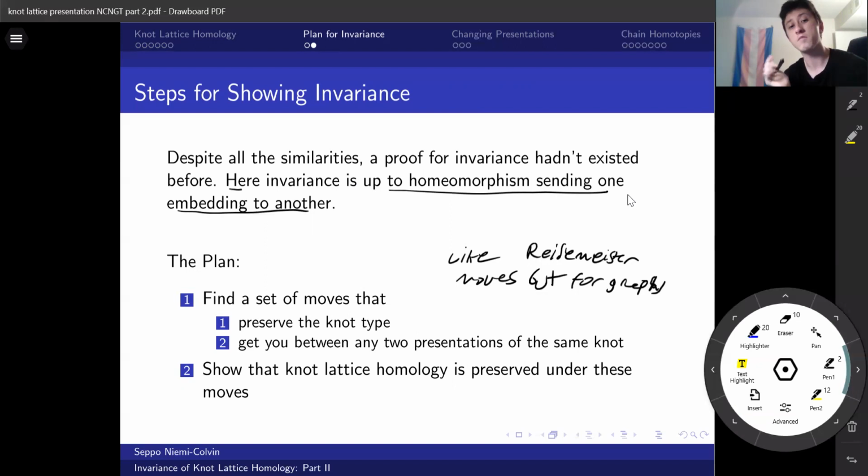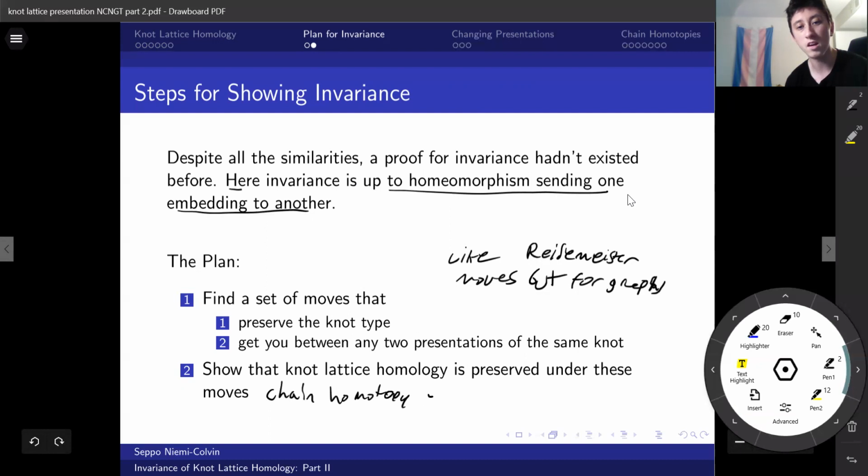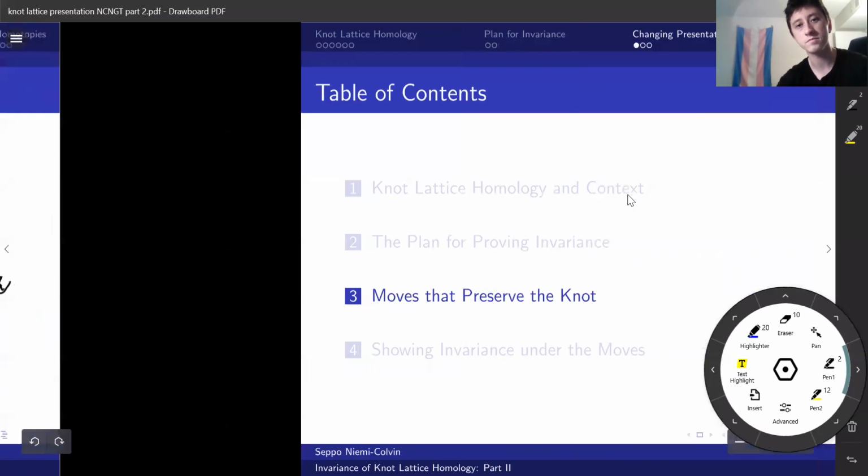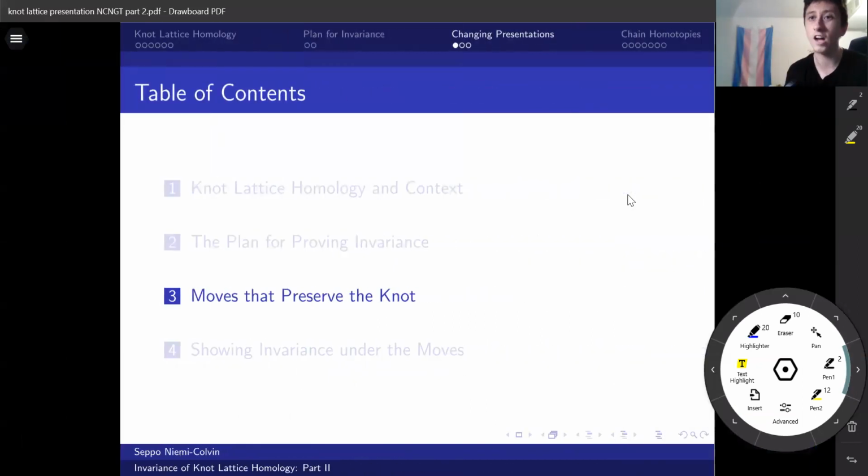After we have these set of moves, we'll then need to show that knot lattice homology is preserved under these moves. In particular, by finding a chain homotopy equivalence relating before the move and after the move. Let's cover the moves.